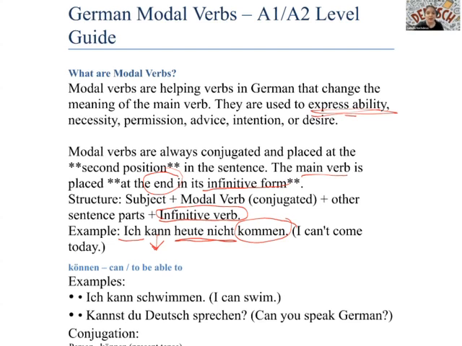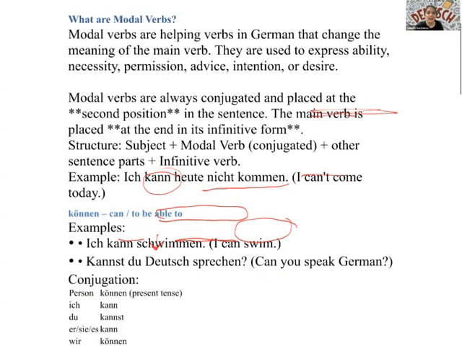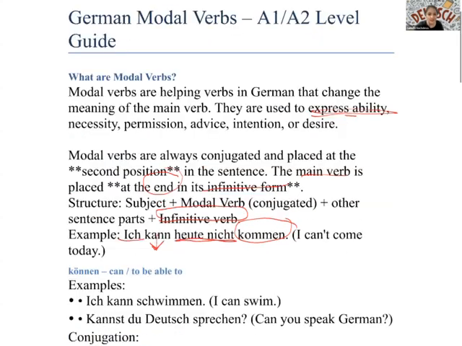Okay, so now there are six main different types of modal verbs. The very first verb would be können. Können means can or be able to.